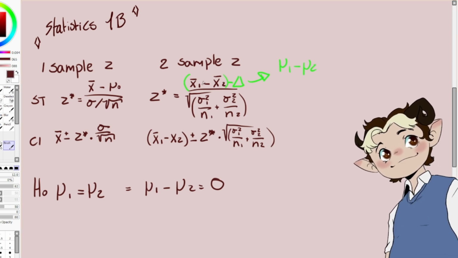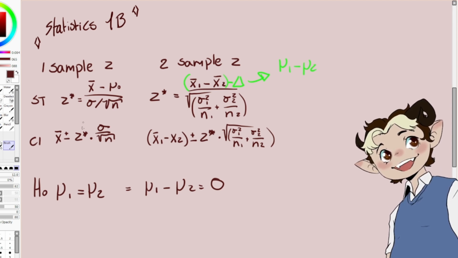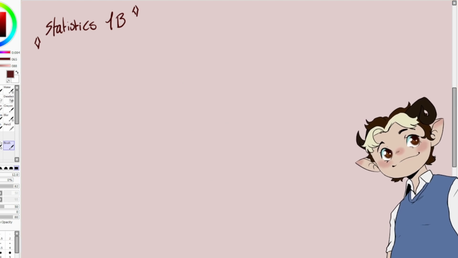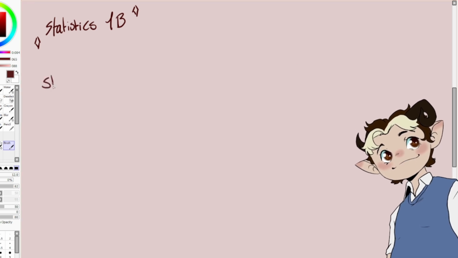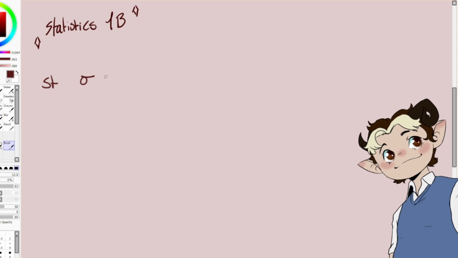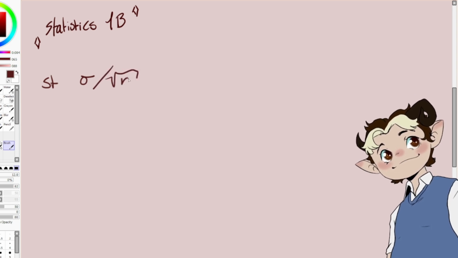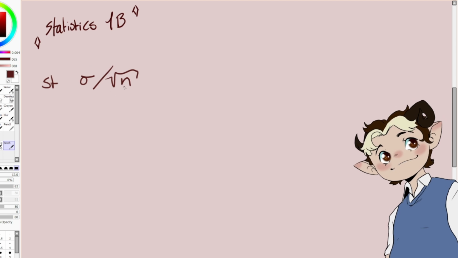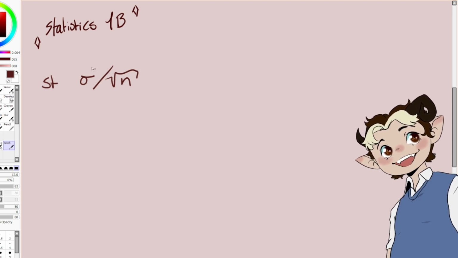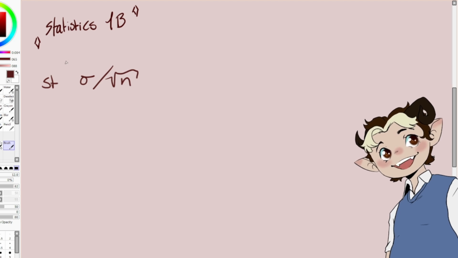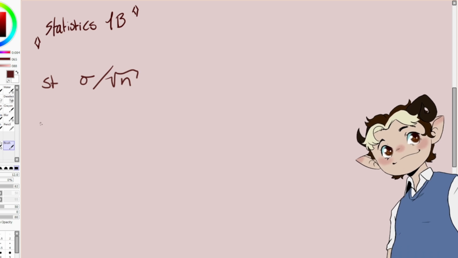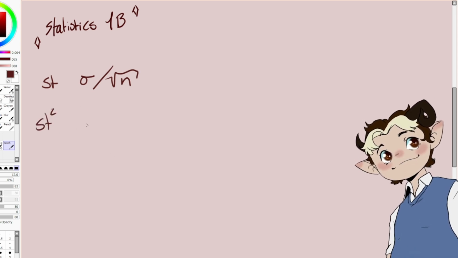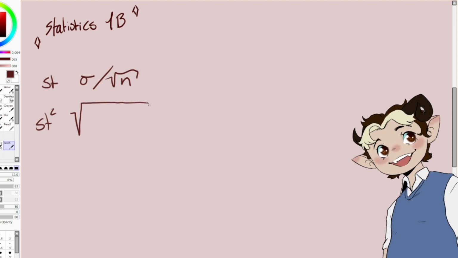So why do we have all of this? Why is it so complicated over here? So as we can see in the one sample, we had the square root of n and the regular standard deviation. Well, now we have two standard deviations and we have two n's. How do we get that done properly? Well, if you have the ST42, we're going to pull that square up.